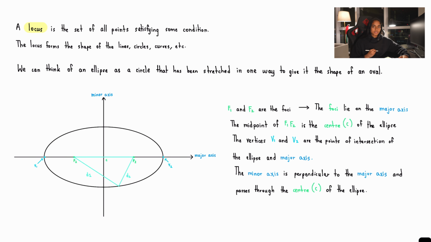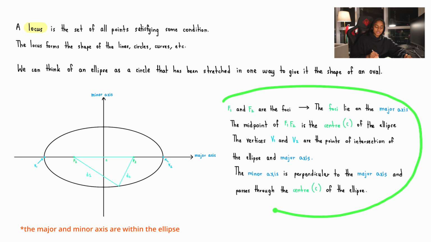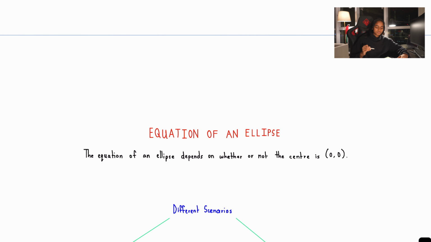So what is a locus exactly? A locus is the set of all points satisfying some condition. So the locus could be the shape of a line, circle, or curves, etc. So this is the locus, which is the ellipse in this case. We can think of an ellipse as a circle that has been squished or stretched in one way to give it the shape of an oval. Okay, so we went through all this already, so let's move on.